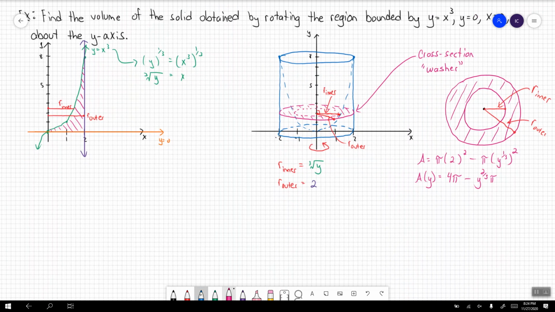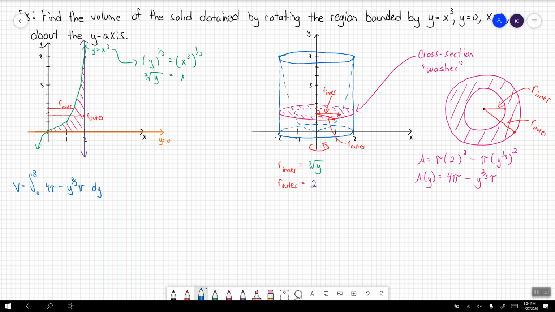And so when we want to set up this integral for my volume, I just need to do the integral for my sample points. Sample points, we're choosing the y-axis, so naturally that area that is initially bounded goes from 0 to 8, and we integrate over the area function. That area function is 4 pi minus y to the power of 2/3 pi dy.